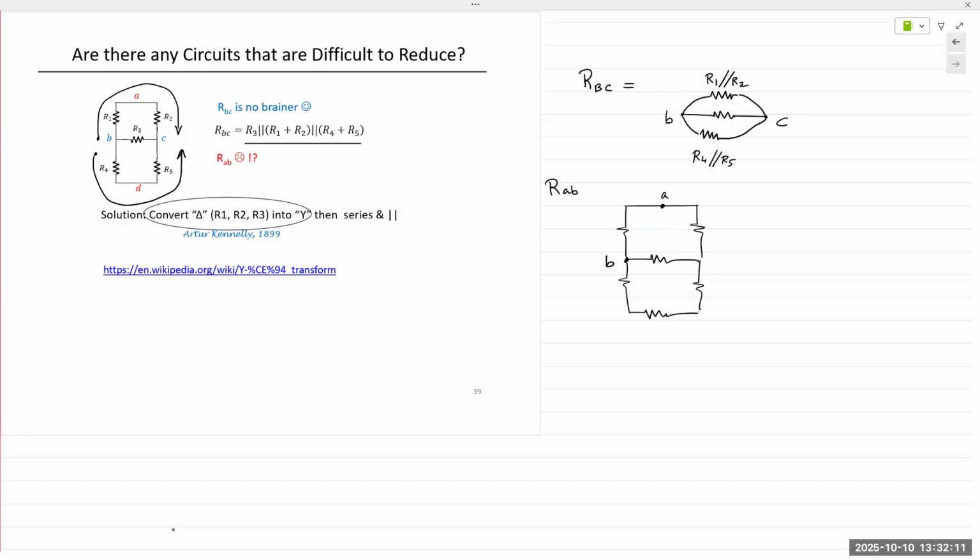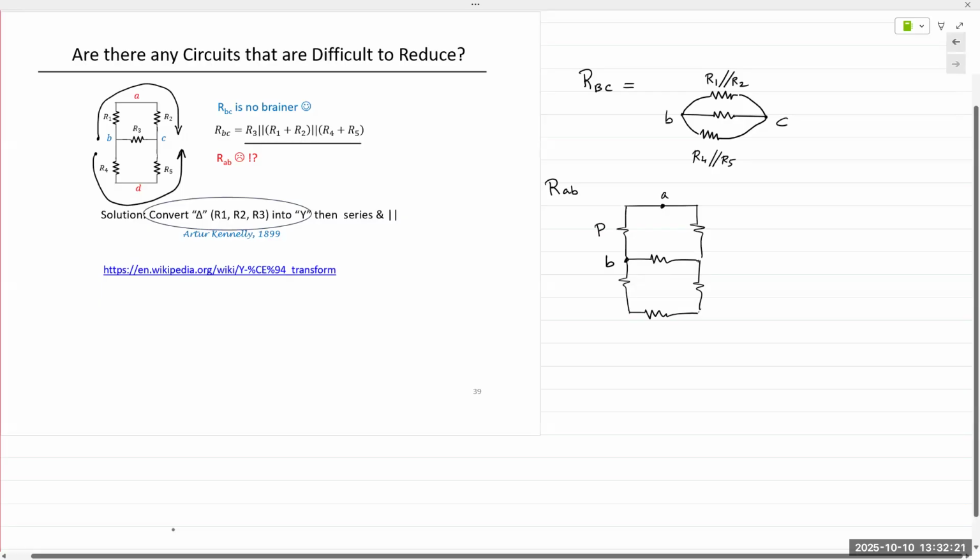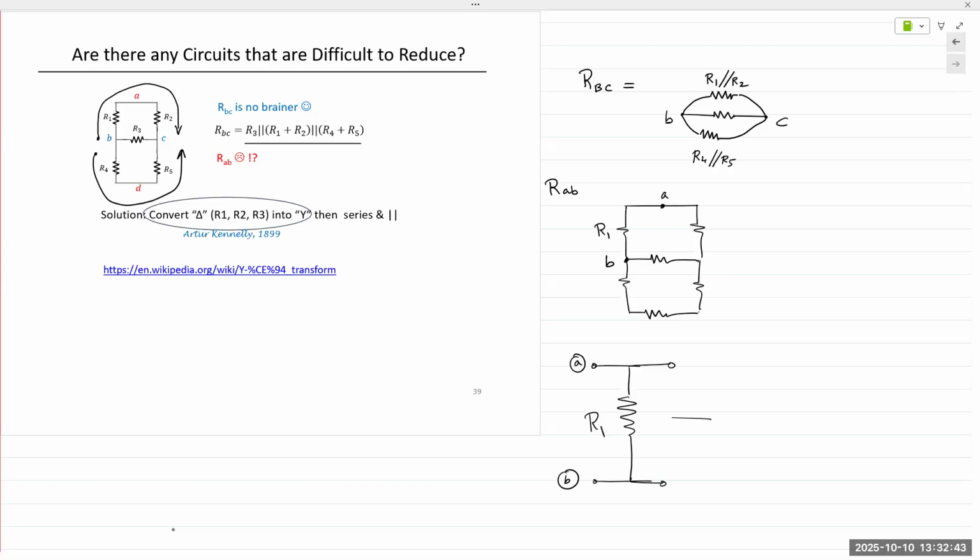Which one? Start at A and end up at B. Yep, that's R1. So if I was to find A and B, I only have one single resistor, R1. And the rest of the circuit is to the right. So at this point, I'm not even looking at the rest of the circuit, but the rest of the circuit is in parallel with R1.